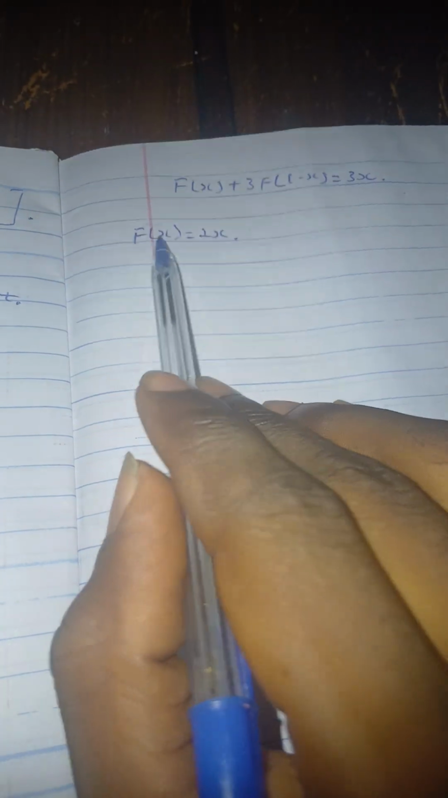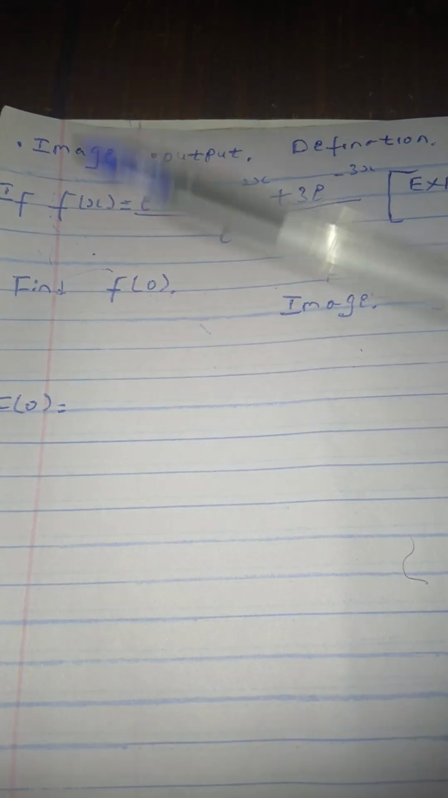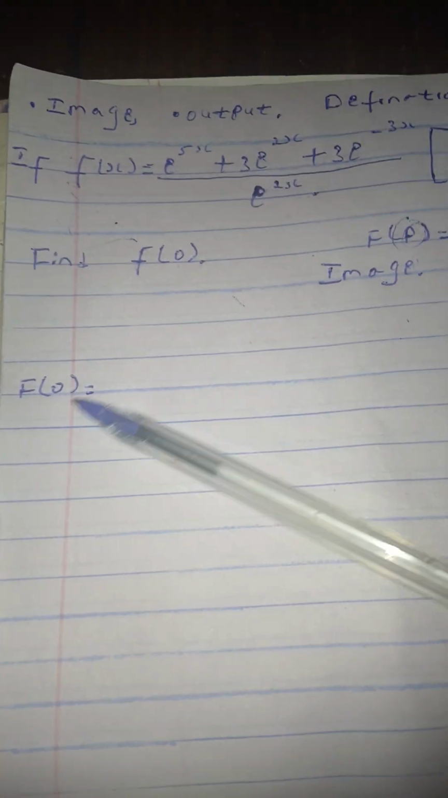An example of an explicit one is something like this, where we only have the f of x terms. Another one is if you have f of x equals 3x squared plus 2x. This is an explicit functional equation. But if you have something like this, it is an implicit functional equation. For this problem, the functional equation we have here is an explicit functional equation.